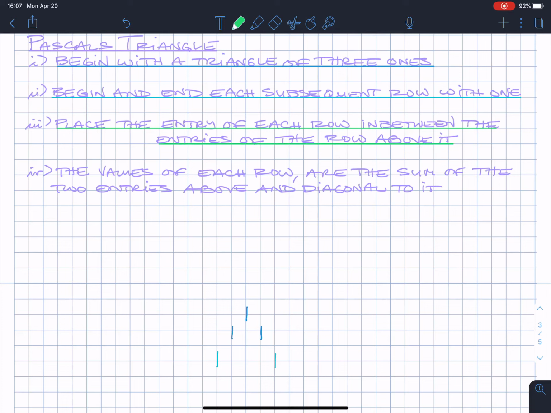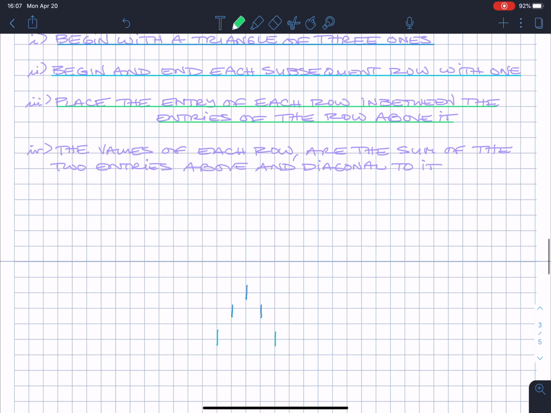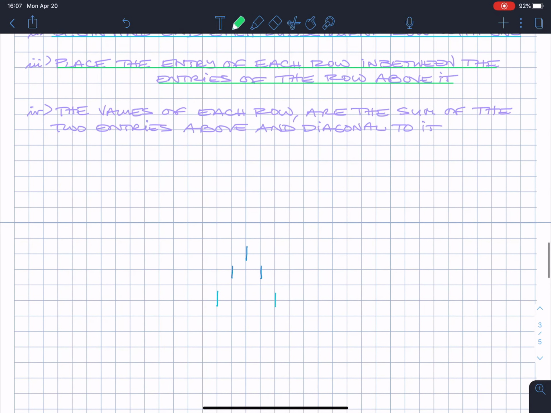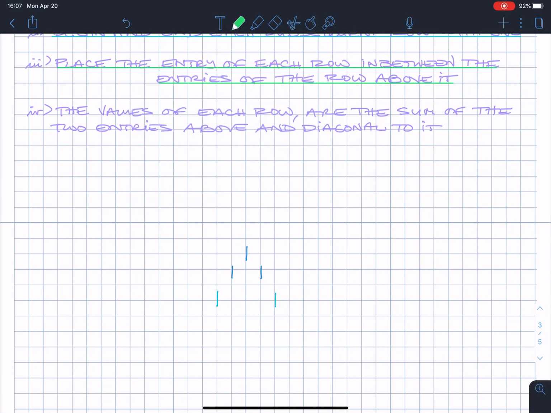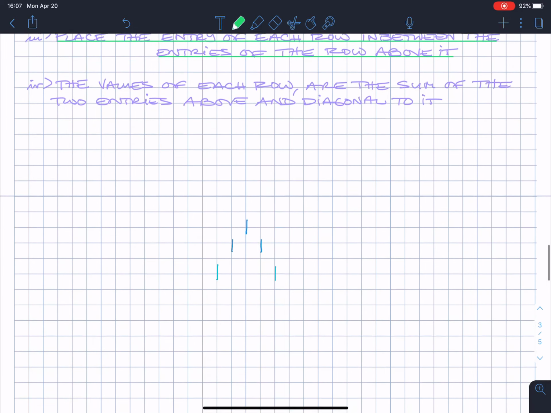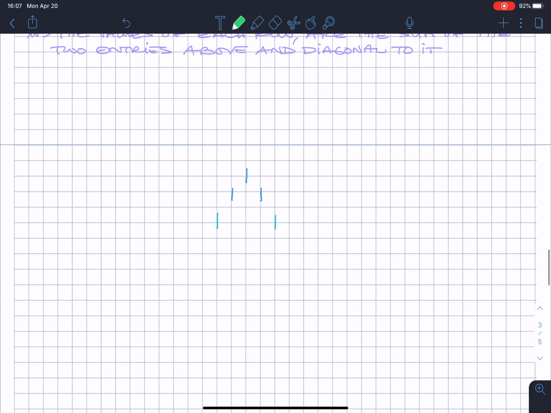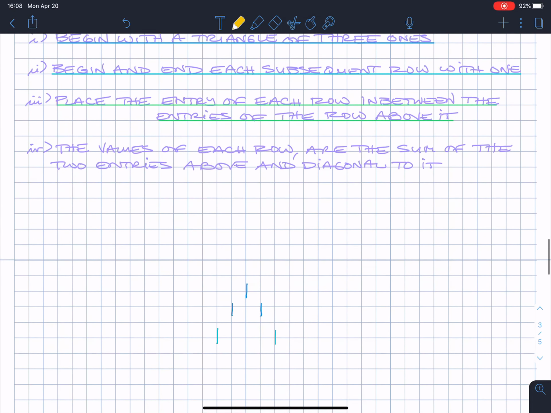That's really telling me where to place it, but it's not telling me what the value is. Well, the value of each row are the sum of the two entries above it. So let me actually put that in yellow. Above and diagonal to it.